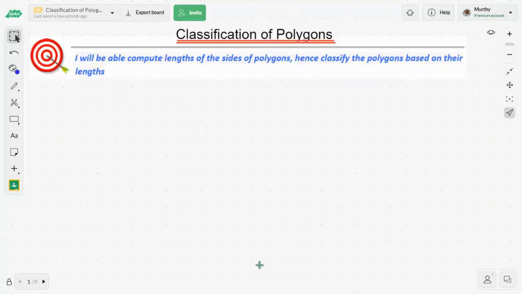Hi guys, in today's class, I'm going to explain the classification of polygons. Sometimes I may use a coordinate plane, sometimes without using that. So the learning target for the day is that you will be able to compute lengths of sides of polygons, hence classify the polygons based on their lengths.